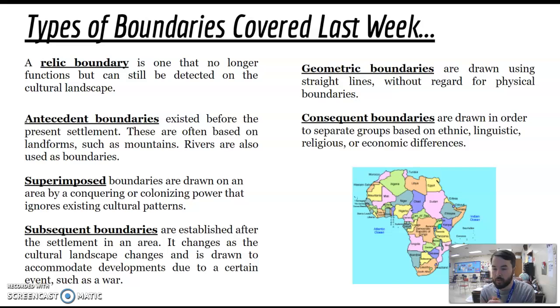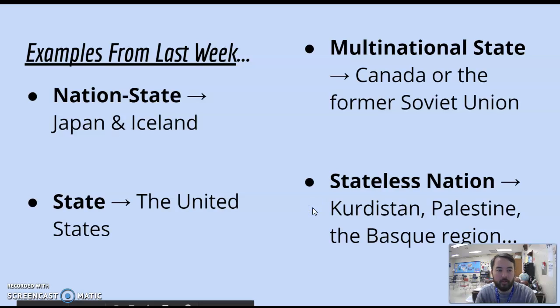What's up? Welcome to Updates with Mr. Warford. This is for my AP Human Geography people today. So last week in our Unit 4, we talked about different types of boundaries. All right, and here is a comprehensive list of the different types of boundaries. This slideshow will be available to you as well, so you can go back and study. But we talked about different types of boundaries last week.